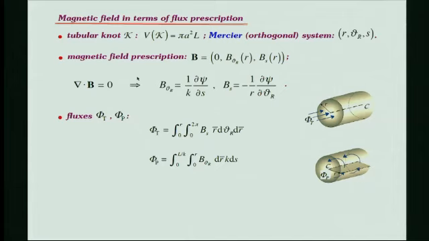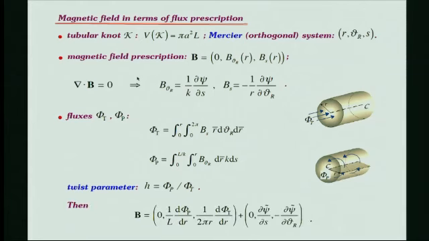a profile describing the dependence on R of the field, but we actually did it in general terms in our paper, but it doesn't matter really. The twist parameter is hence defined by the ratio of the poloidal and toroidal fluxes, and you end up with a field given by this average field plus the fluctuating field.